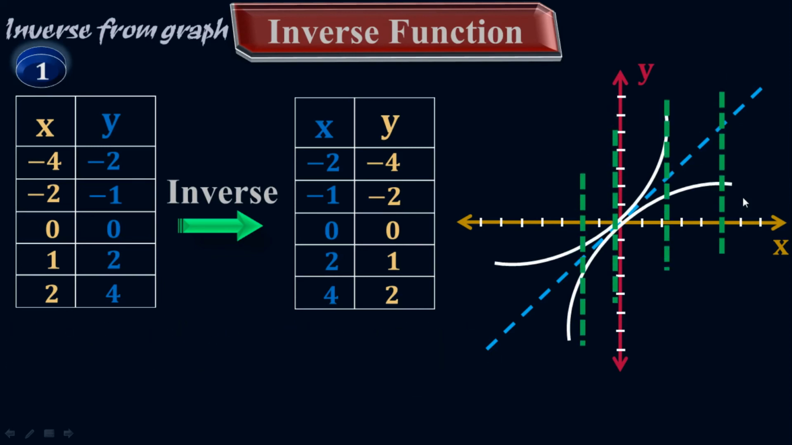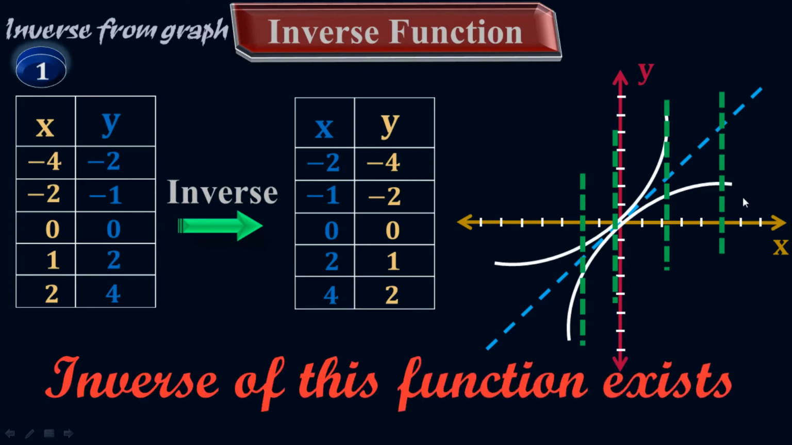So I can write that the inverse of this function exists. Why do I say that the inverse of this function exists? Because the graph of the inverse, this inverse graph of a function, satisfies the vertical line test. If it doesn't satisfy the vertical line test, then the inverse of the function does not exist. Since it satisfies the vertical line test, I'm talking about the inverse graph, therefore the inverse of this original function exists, which is here.